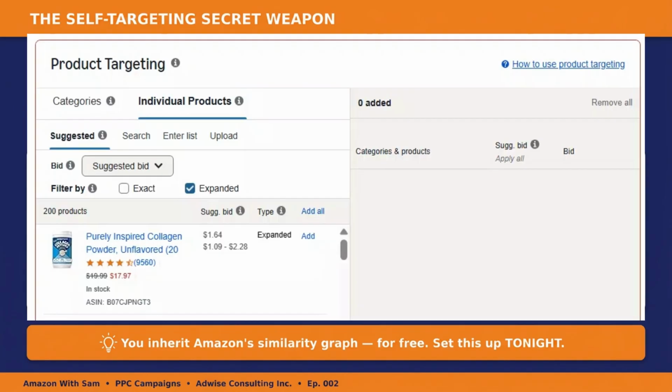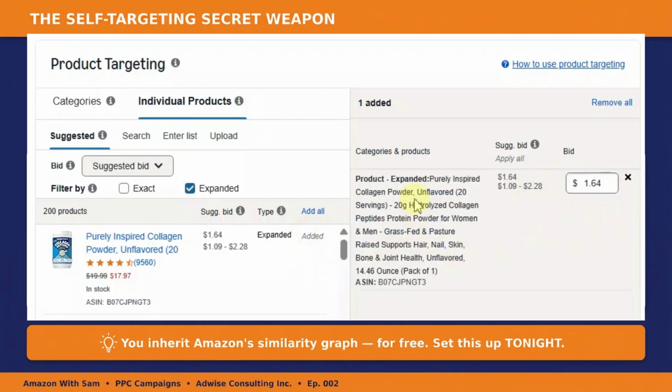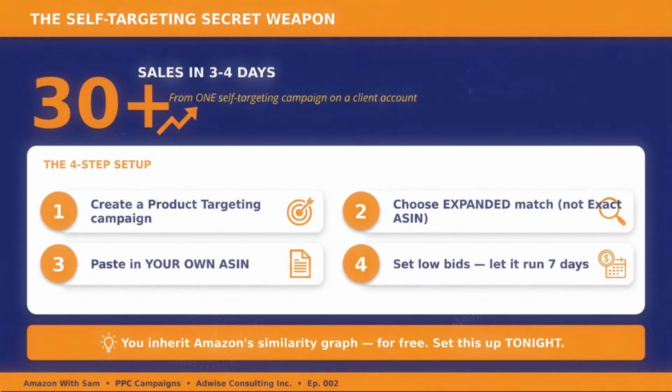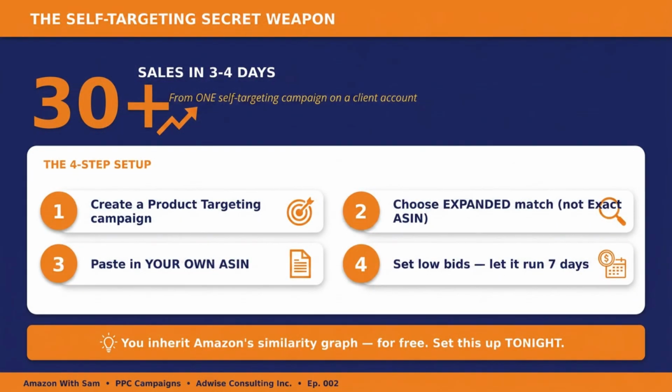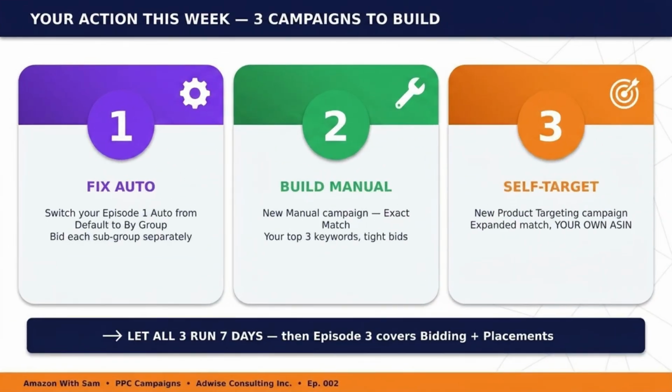Self-targeting. You create a product targeting campaign, you pick expanded, and you paste in your own ASIN. Your own. Amazon takes that ASIN, looks at every product its algorithm considers similar, competitors, adjacent categories, complementary products, and shows your ad on all of them. You inherit Amazon's similarity graph for free. I ran this on a client account last month, 30 sales in 3 to 4 days. From one campaign. Set this up this week, low bids, let it run a week, then look at the data, you'll be shocked.